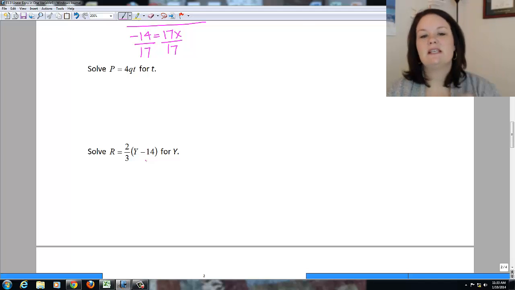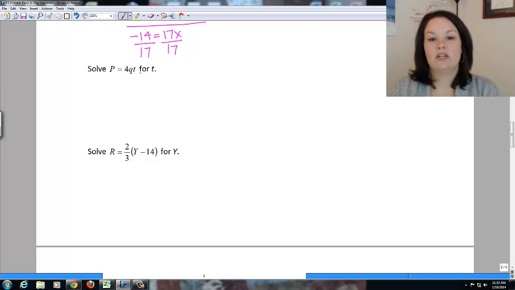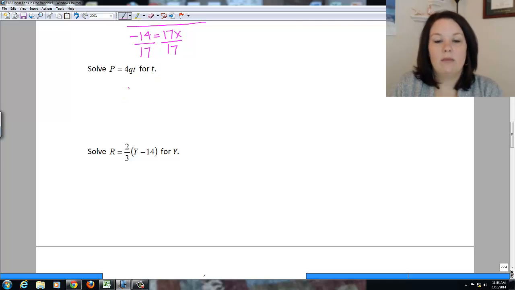Okay, so this first one says solve P equals 4QT for T. So that means I want to isolate T. I want to get T all by itself. So I have P is equal to 4QT.